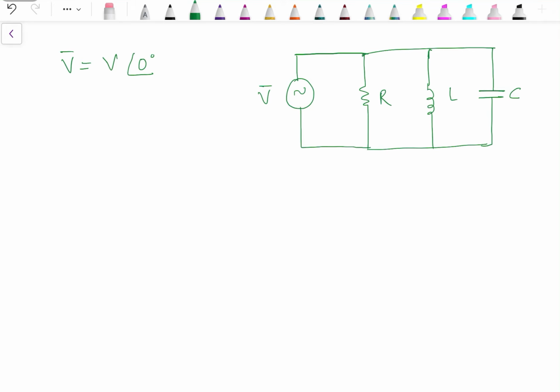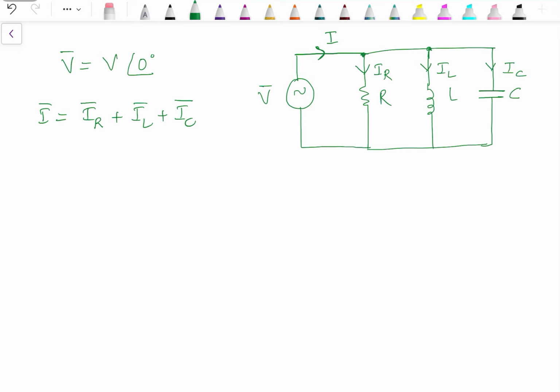Current through resistance is denoted by IR, current through inductance by IL, and through capacitance is denoted by IC. Let's say the total current supplied by this source is I. Now, over here we have a junction. Current I is the incoming current, while IR, IL, and IC are leaving the junction. So we can say I is equal to IR plus IL plus IC. This is as per Kirchhoff's current law.